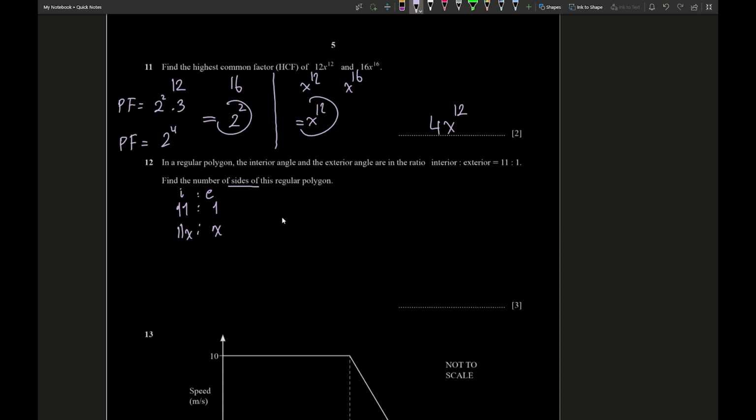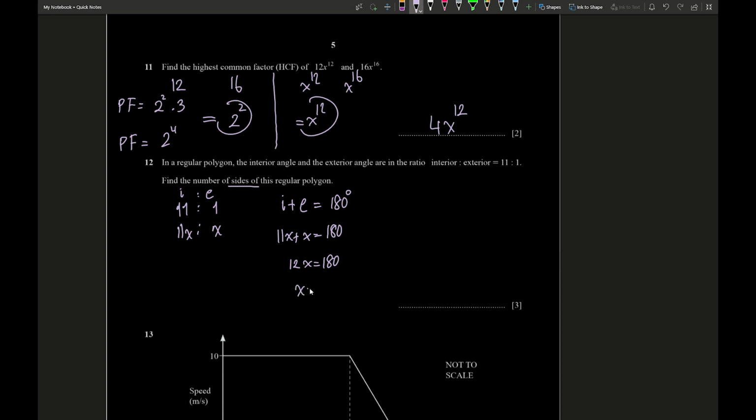And we know that the interior angle plus the exterior angle would give us 180 degrees. So interior plus exterior would give us 180 degrees. That means that 11x plus x will give us 180. So 11x plus x is equal to 12x. 12x is equal to 180.